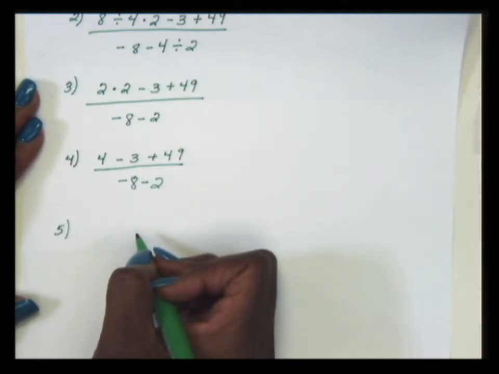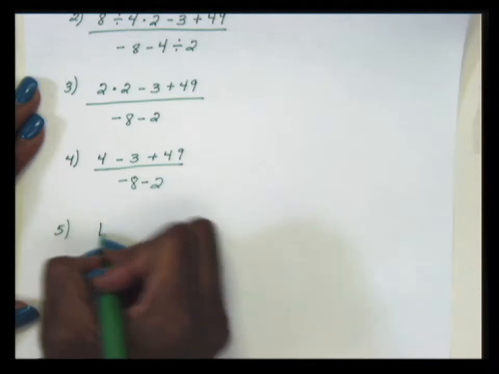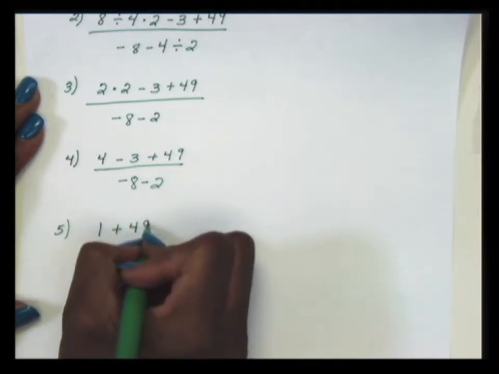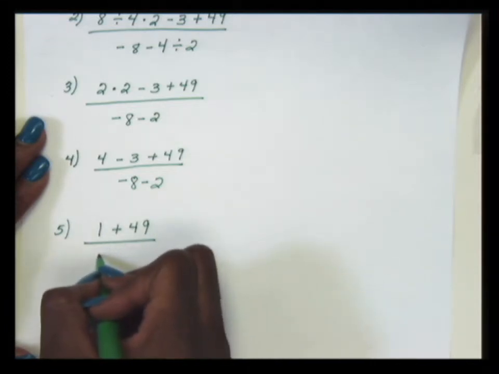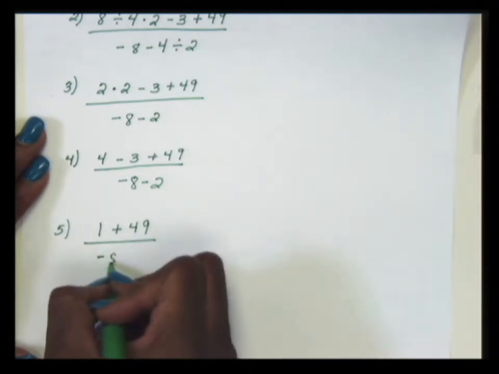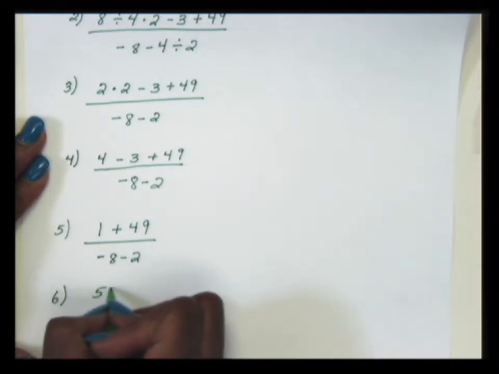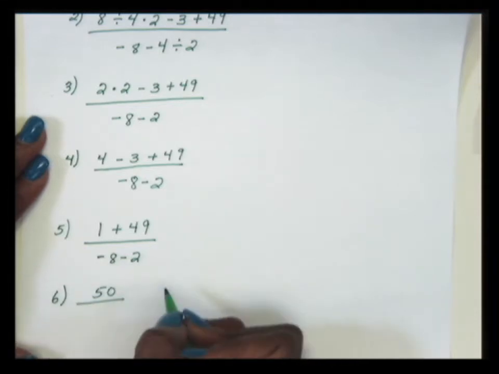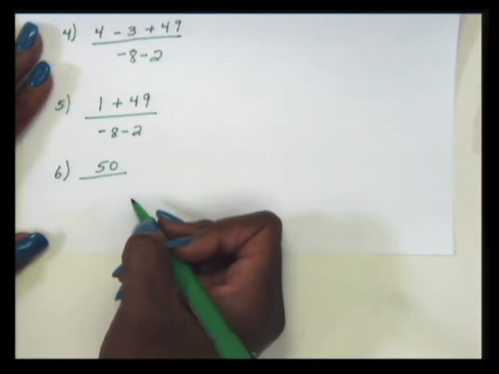But again, I have to remember that I take care of subtraction and addition as they occur from left to right. So I have 4 minus 3 is 1, plus 49. I'm going to leave my denominator for just a minute. In my numerator, I have 1 plus 49, and that gives me 50. In my denominator, I have negative 8 minus 2.